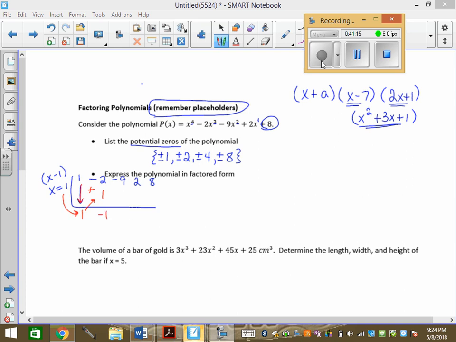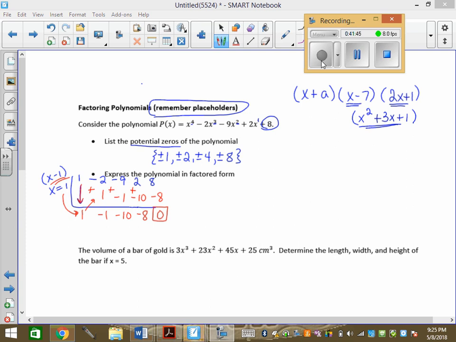And then I multiply again. 1 times -1 is -1. And then I add. -9 and -1 is -10. And then I multiply. 1 times -10 is -10. And then I add. 2 and -10 is -8. And then I multiply. I'm getting happy because I see this can work. 1 times -8 is -8, and then I add, and it's 0, and I box that, and the remainder is 0. And if the remainder is 0, then I know that x minus 1 is a factor, and I know I picked a good one.